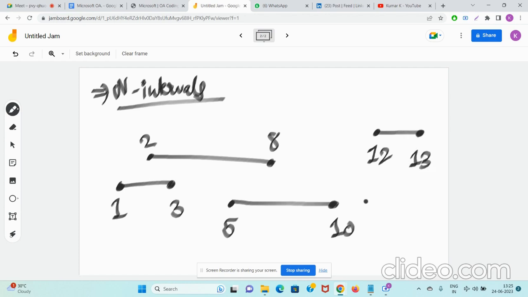So the question is asking that you are given n intervals, okay? You are given the starting point. You are given the end point of each interval. Tell me how many ways are there such that you can pick three intervals which are not touching each other.